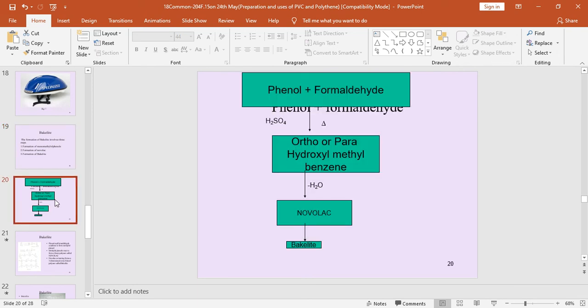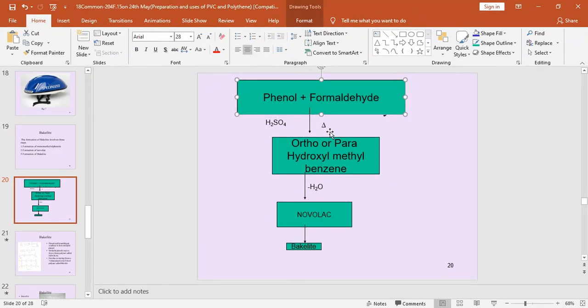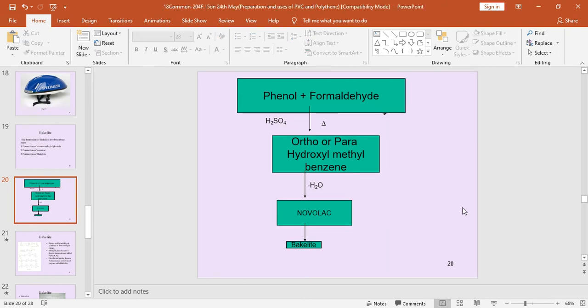See here, phenol plus formaldehyde in the first step in presence of H2SO4 and temperature is converted to ortho or para hydroxymethyl benzene. By loss of water molecules, novalac intermediate is formed. This novalac is converted to bakelite. This is also another plastic.